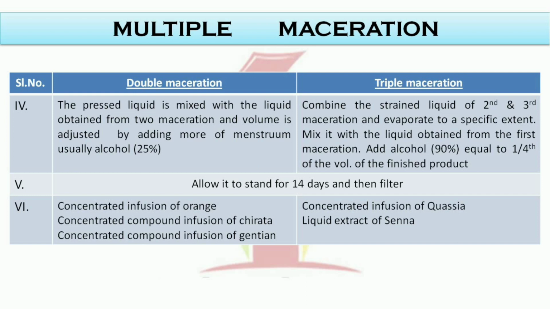And in the fifth point, both the liquids are allowed to stand for 14 days and then filtered. Examples of double maceration are concentrated infusion of orange, concentrated infusion of chirata, concentrated compound infusion of gentian, and in case of triple maceration, it is concentrated infusion of quassia, liquid extract of senna.